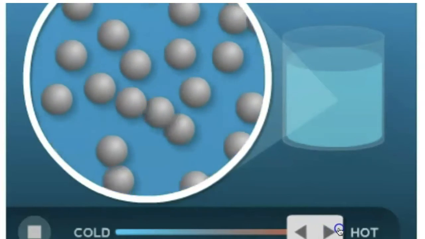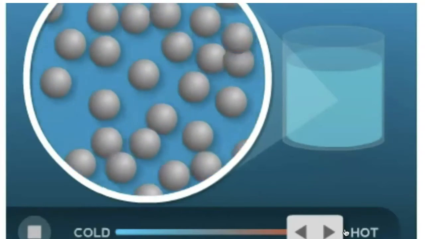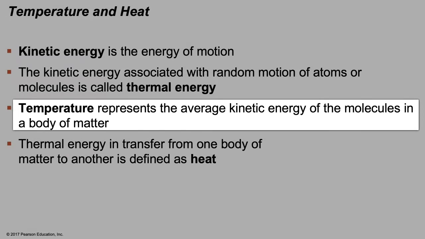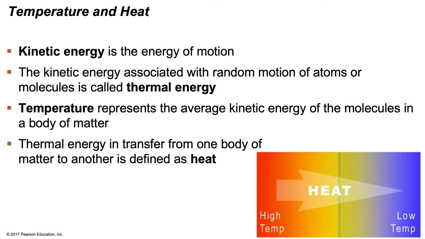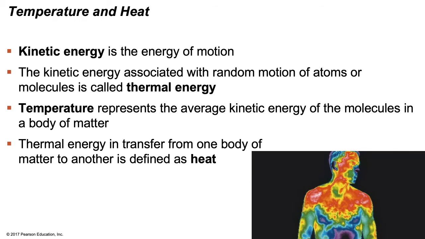It simply describes molecules and atoms in motion. We use the word temperature to describe this thermal energy. Temperature represents the average kinetic energy of the molecules in a body of matter. When thermal energy is transferred from one body of matter to another, we define it as heat. Nearly 66% of the chemical energy that we ingest from food is actually lost as heat, which is why you can feel warmth emanating from yourself and other living organisms.